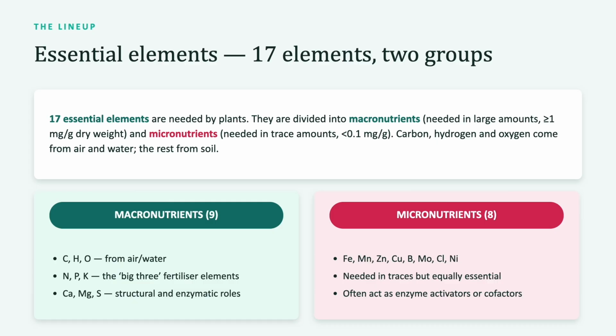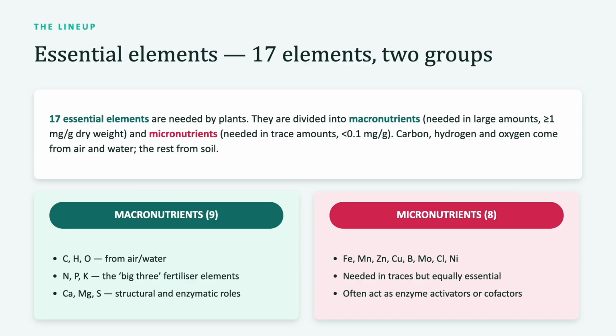Plants need 17 essential elements. They split into two groups. Macronutrients are needed in large amounts. Nine of them: carbon, hydrogen, and oxygen come from air and water. Nitrogen, phosphorus, and potassium are the big three that farmers add as fertilizer, and calcium, magnesium, and sulfur play structural and enzymatic roles. Micronutrients are needed only in traces, but they are equally essential.